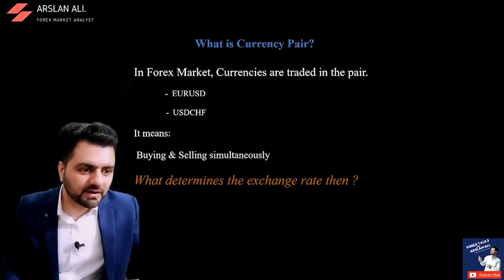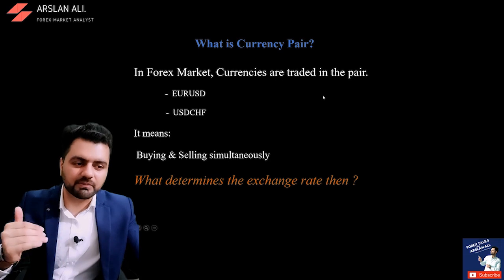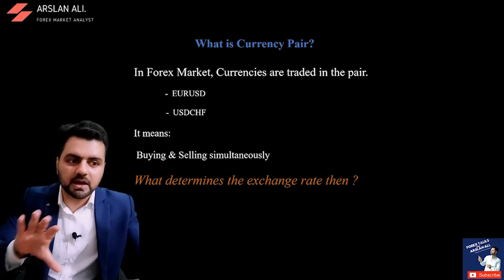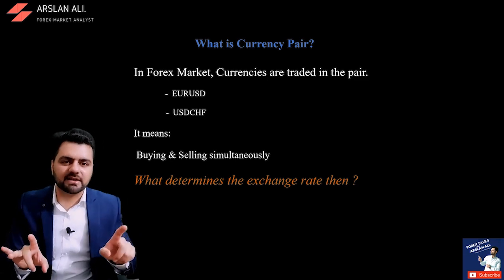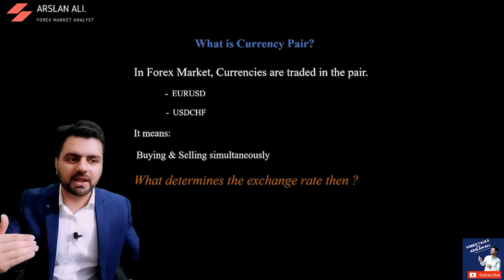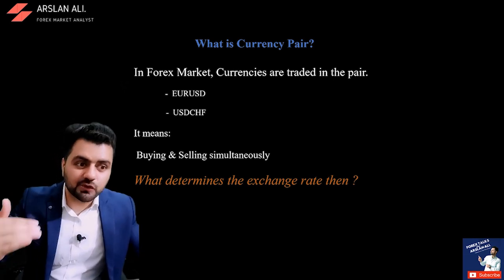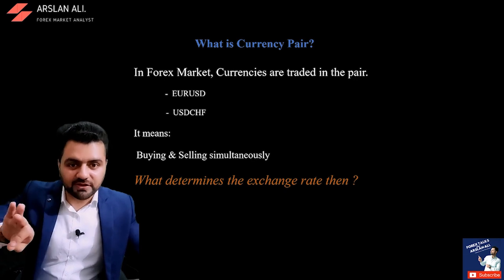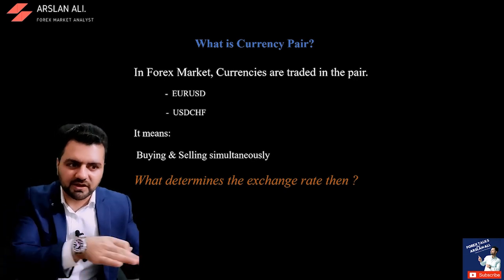And what determines the exchange rate? First of all, we also have to understand that when I am buying the euro USD currency pair, I am always buying the first currency and I am always selling the second currency, which means that when I buy euro US dollar, I am buying euro and I am selling USD. Likewise, when I am selling euro US dollar, I am selling the first currency, which is known as the base currency. By the way, I will explain about the base and quote currency in the next slide.